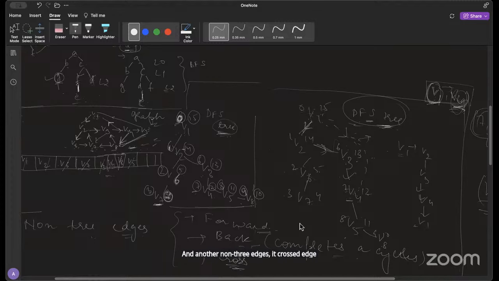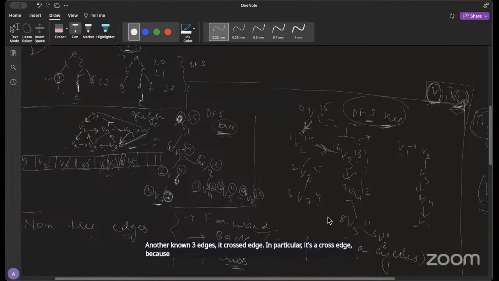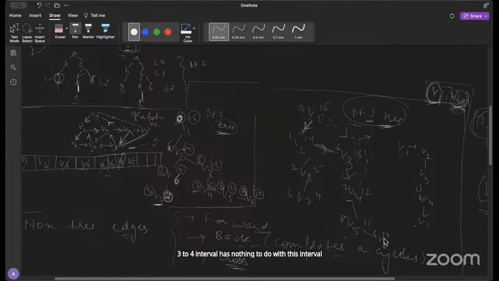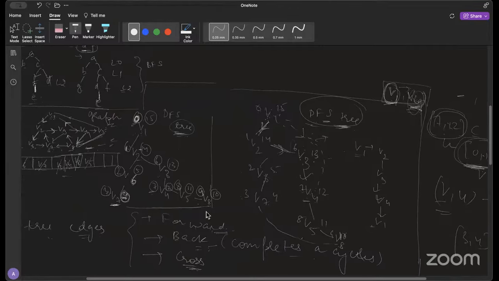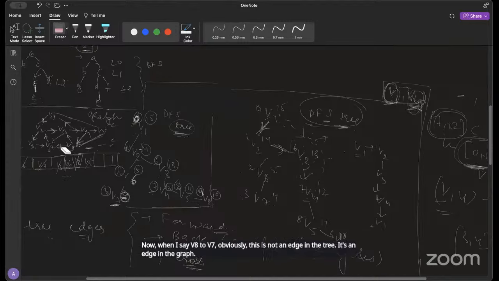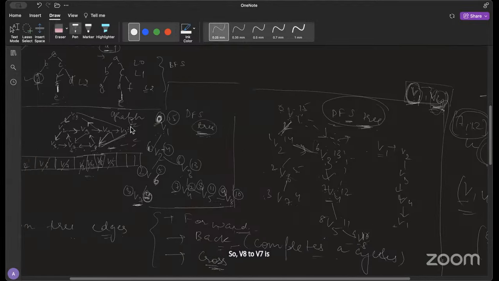In particular, it's a cross edge because the 3 to 4 interval has nothing to do with the 9 to 10 interval. The intersection of the 3, 4 interval and the 9, 10 interval is empty. That's why this edge is a cross edge. V8 to V7 is a cross edge. Now, when I say V8 to V7, obviously this is not an edge in the tree, it's an edge in the graph. So V8 to V7 is a cross edge in the graph. Is that okay?